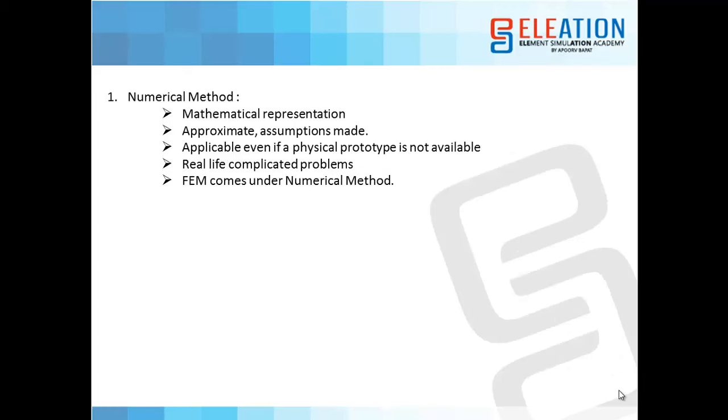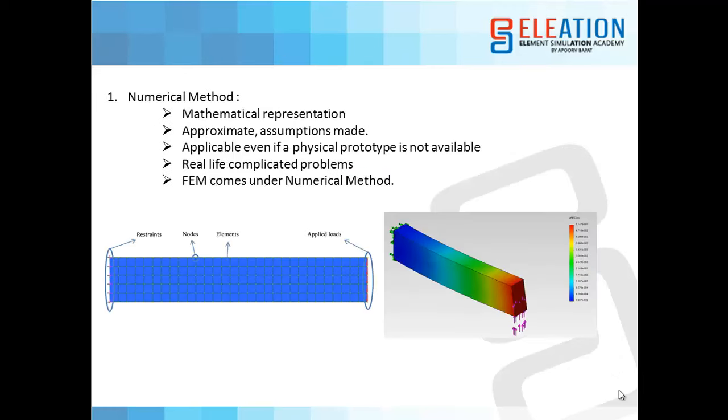Then the next process is numerical method, where we have the mathematical representation of the actual problem. We take some approximations and assumptions on the problem with respect to the boundary conditions, geometries, loading conditions, and other parameters. These types of applications are applicable if physical prototypes are not available. You can solve all the real life complicated problems using numerical method. So FEM comes under numerical method.